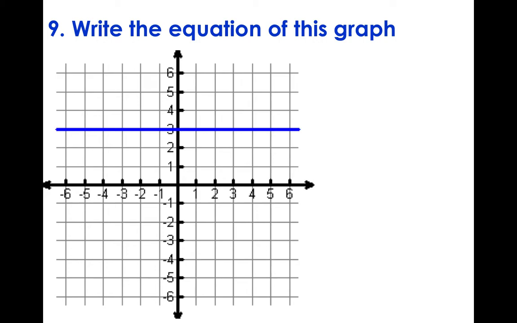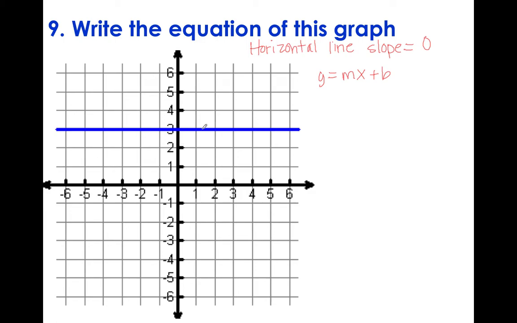Write the equation of this graph. People, it doesn't matter. Even though this is what we call a horizontal line, it still has a slope. A horizontal line has a slope that is what we call 0. All right? So let me write this down. This is a horizontal line. That means that my slope equals 0. But I still go through the process of finding out what everything is. y equals mx plus b.